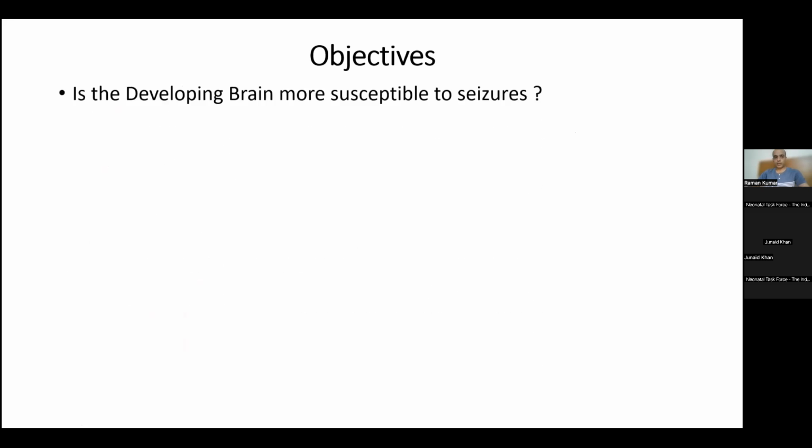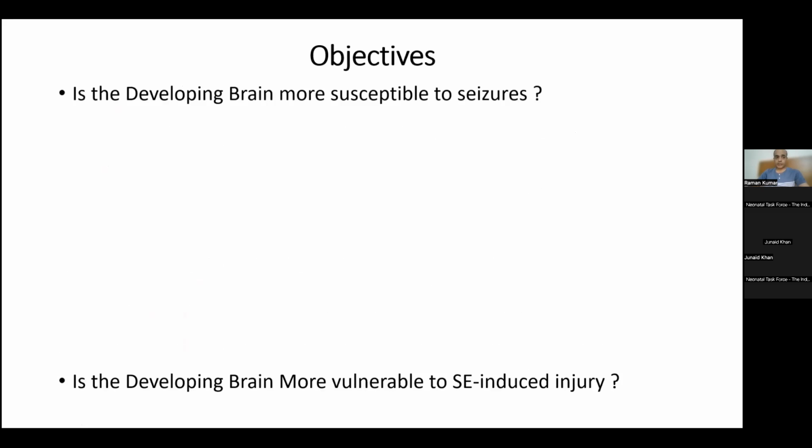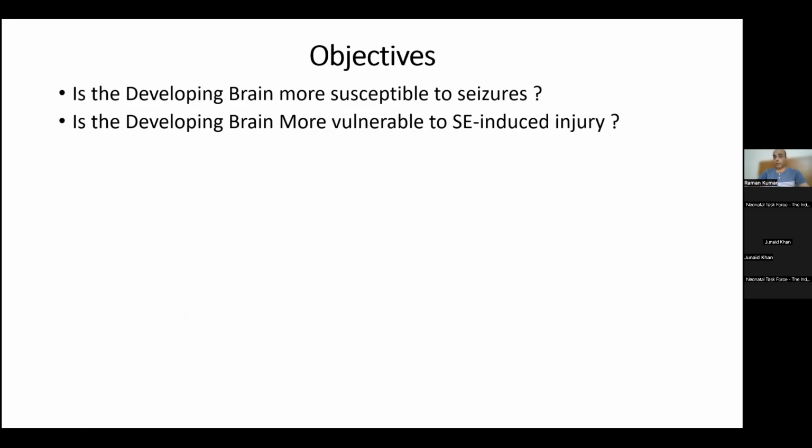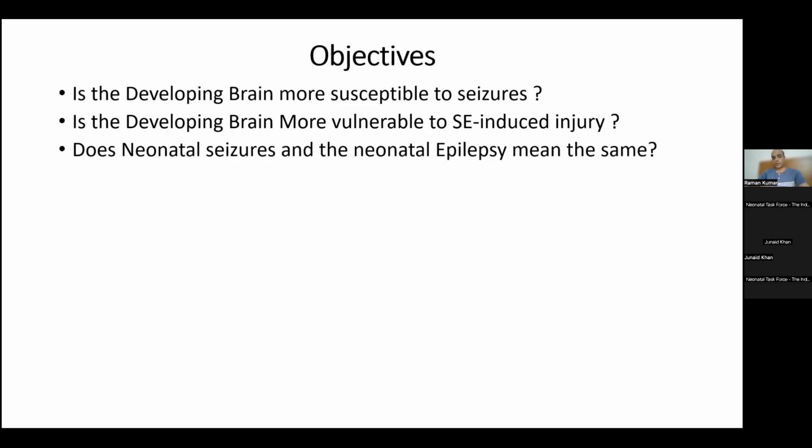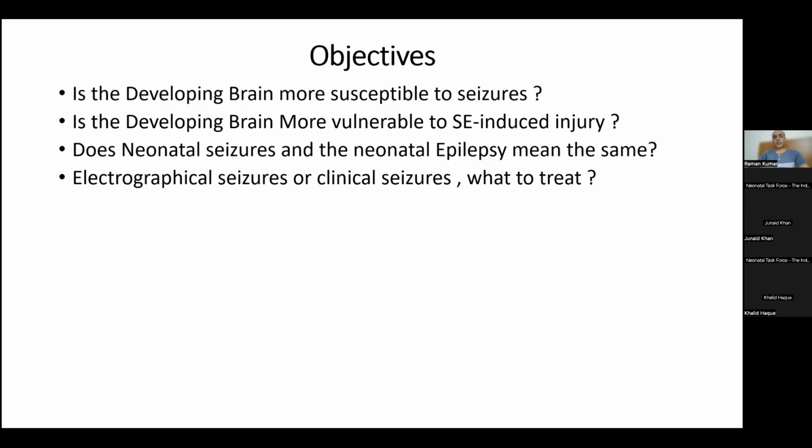As the questions come along, try to answer in your brain and then see what the guidelines are. The first question is: is the developing brain more susceptible to seizures? Is the developing brain more vulnerable to injury? Do neonatal seizures and neonatal epilepsy mean the same thing? What are electrographical seizures and what are clinical seizures, and whether to treat electrographical seizures or clinical seizures? Do seizure types have a diagnostic value?